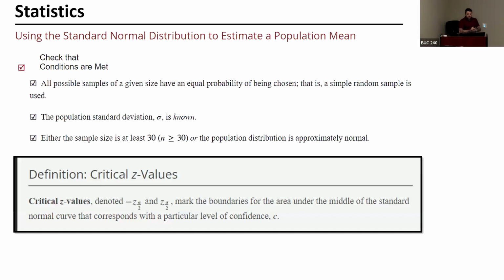Definition, critical z values. Okay, we're doing great on time. Critical z values, denoted by negative z alpha over 2 and z alpha over 2, mark the boundaries for the area under the middle of the standard normal curve that corresponds with a particular level of confidence C. That's a word salad, isn't it?